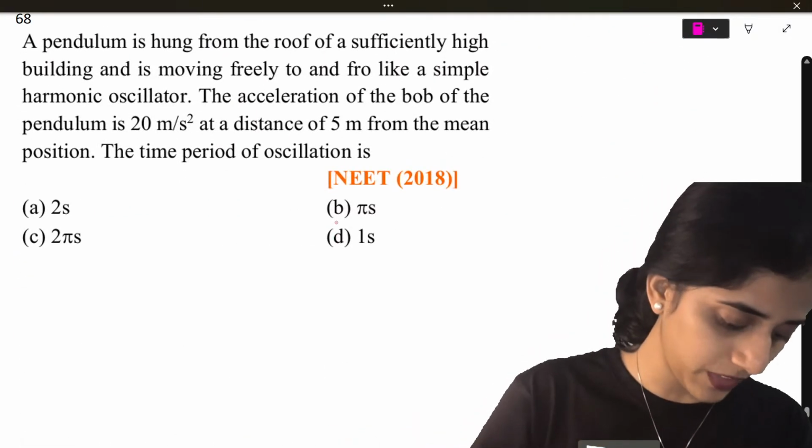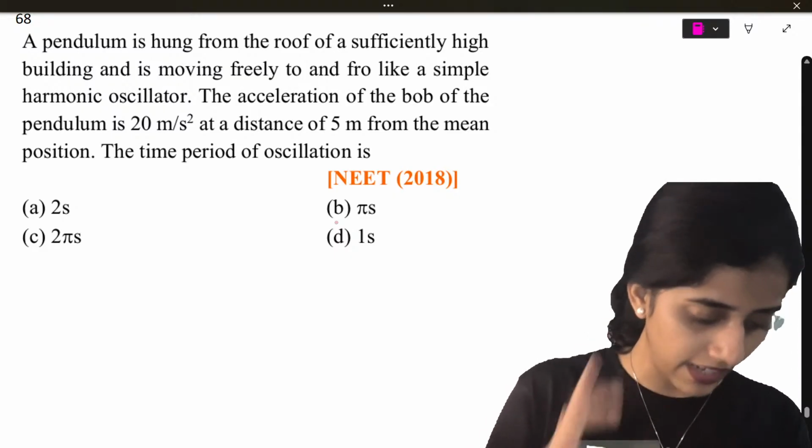We'll finish soon, okay? Don't worry, students. We will finish in very little time.